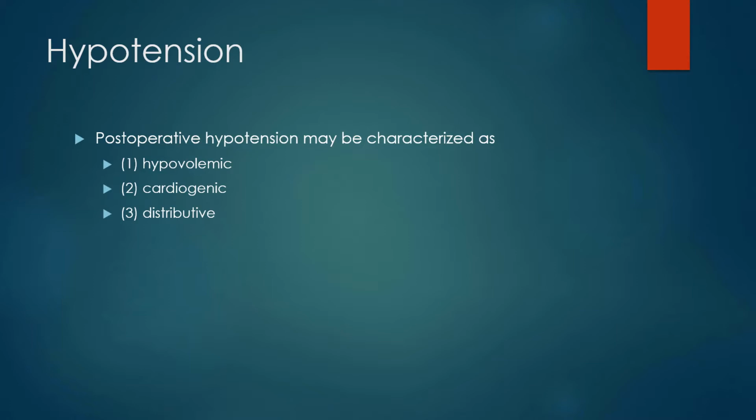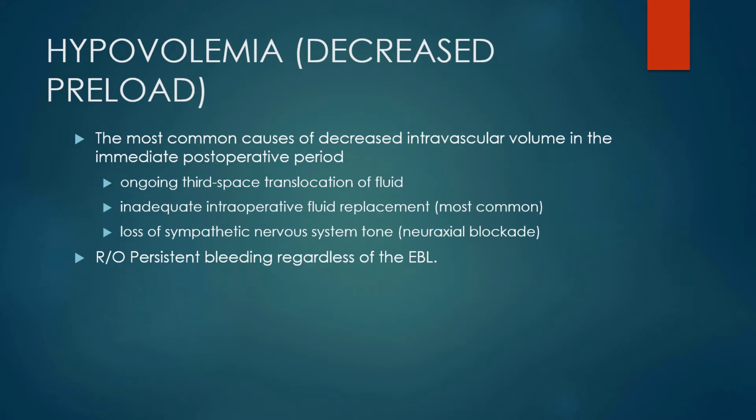Post-op hypotension can be characterized into three categories: hypovolemia, cardiogenic, or distributive hypotension, or shock, essentially. In terms of hypovolemic hypotension, the most common cause in the PACU is decreased intravascular fluid volume and preload, and so the response to intravascular fluid. The most common causes of decreased intravascular volume in the post-op period are ongoing third space losses, inadequate fluid replacement, and loss of sympathetic tone that happens with our neuraxial techniques.